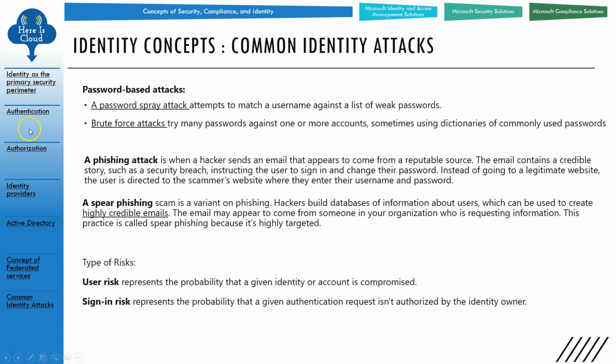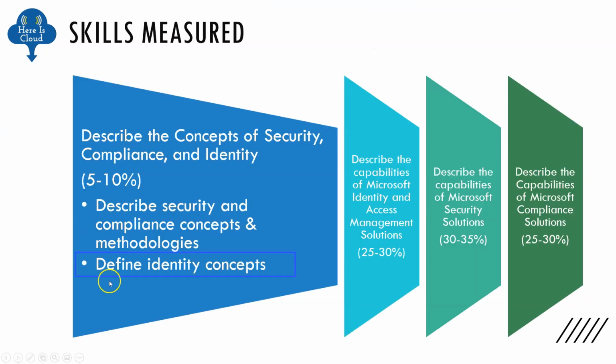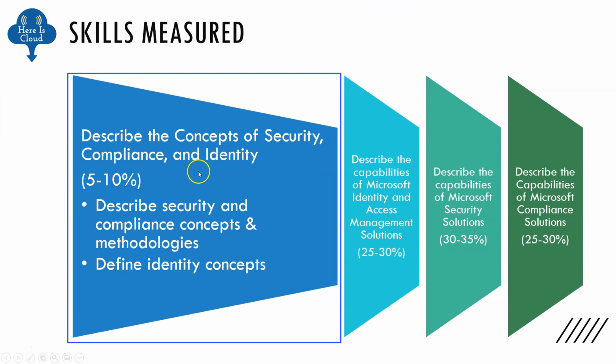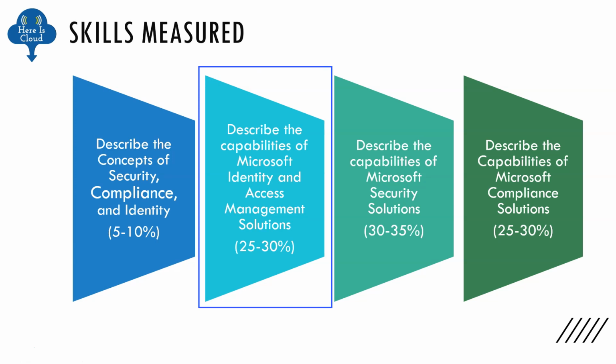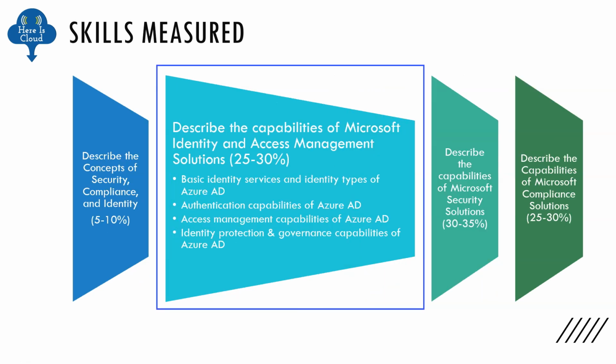I think with this we are done with all the subtopics in this, and that finishes define identity concepts, and that covers this first pillar. So we are done with the first pillar, and the second one which we'll cover is describe the capability of Microsoft Identity and Access Management solution. Let's expand. Once we expand it, we see there are 4 subtopics, and we'll cover all 4 one by one and see what we should remember for the exam.